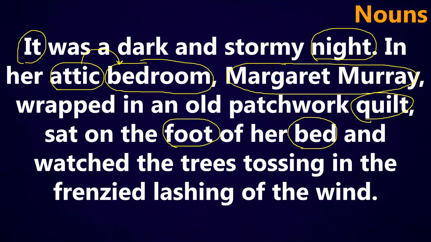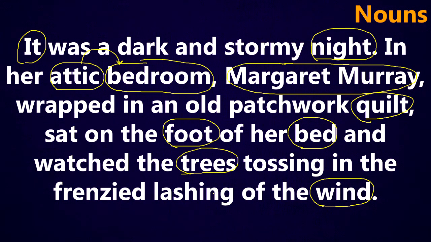And watched the trees. So trees is a noun. It's a plural noun for things, right? You know, the trees that grow outside. Tossing in the frenzied lashing of the wind. So wind is also a noun. It's a thing, even though you can't see it or touch it.